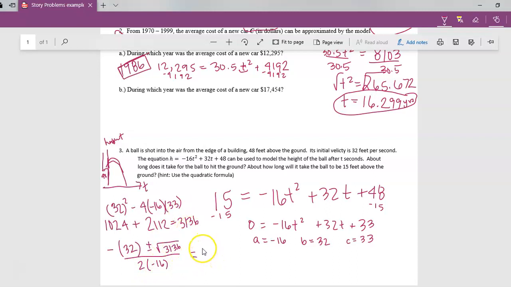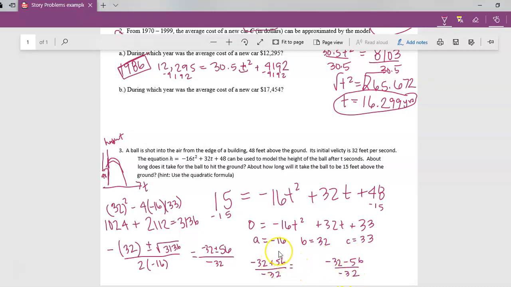Okay, so I'm going to have -32. In this case, I'm not going to keep things exact. I'm going to go ahead and use the decimal approximation. Oh, but look at that. The square root of 3136 is a perfect square, it's 56, and then over -32. So at this point, I remember I need to divide my equation into two problems, -32 plus 56 over -32, and -32 minus 56 over -32.